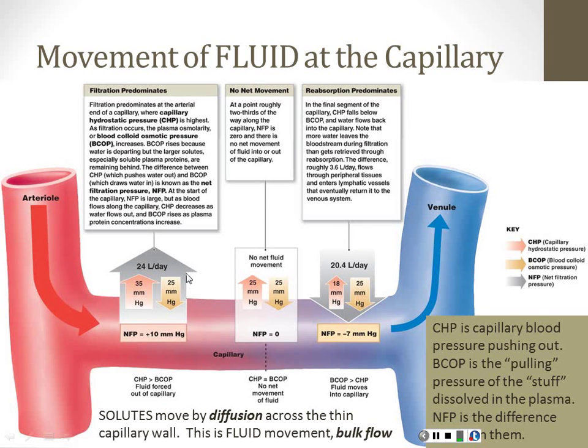Okay, so in the beginning part of the capillary, fluid is being pushed out because this hydrostatic pressure in here is greater than the other pressure, which is a pulling pressure. That pulling pressure, which is in yellow here, is the harder one to understand, and that is blood colloid osmotic pressure. The simplest way to explain this is blood has a lot of stuff dissolved in it, right? Plasma proteins, ions, nutrients, waste. There's a ton of stuff dissolved in blood.